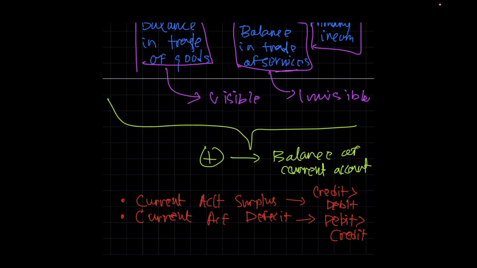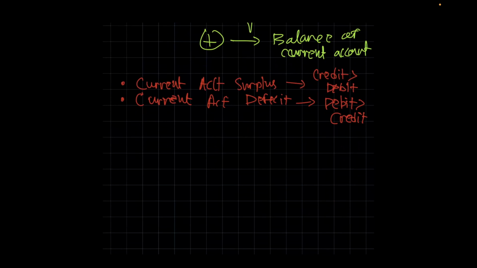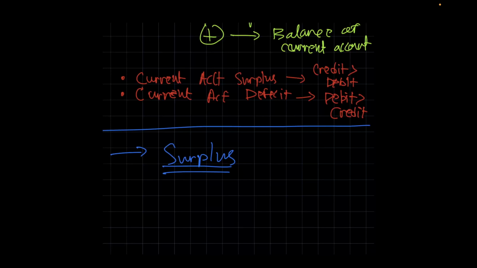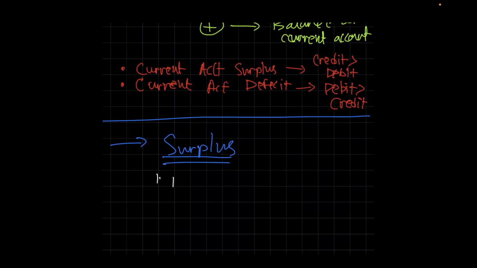So now let us look at the causes and the consequences of each of these, surplus and deficits. Let's begin with surplus. Whenever you have a current account surplus, it is usually caused by a couple of reasons. I'd suggest that you make your list. Number one, you have a low exchange rate.